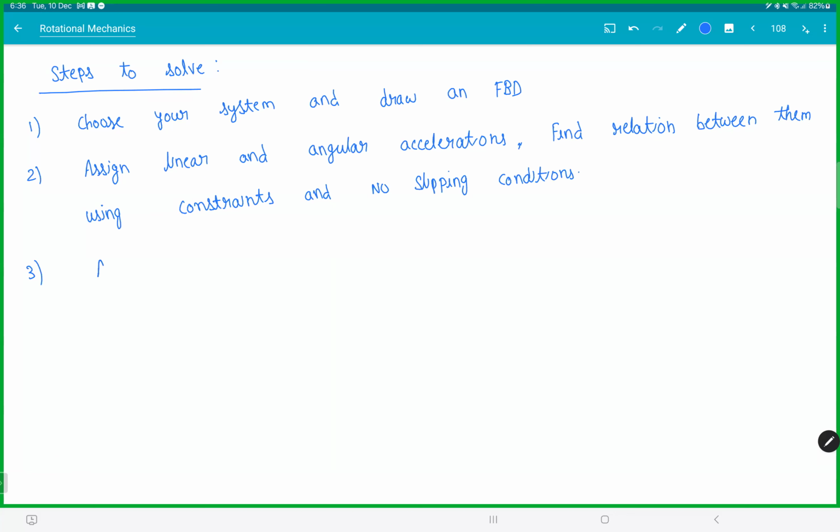Third, apply F is equal to ma along x and y axis. So resolve your forces, resolve your accelerations along x and y axis, and apply sum F is equal to ma. X and y, you can choose any two perpendicular axes. Fourth, apply torque is equal to I alpha.